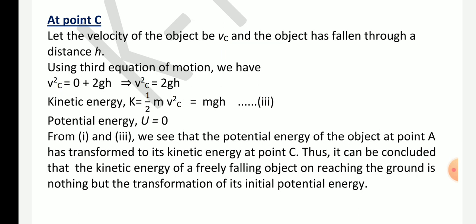So children, from 1 and 3 we see that potential energy of the object at point A has transformed to its kinetic energy at point C. Thus, it can be concluded that kinetic energy of a freely falling object on reaching the ground is nothing but the transformation of its initial potential energy. I hope you understood this, children.